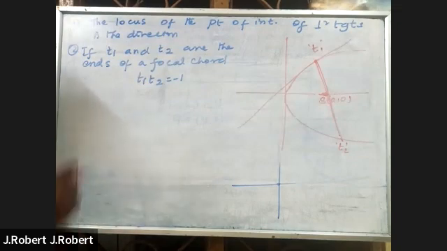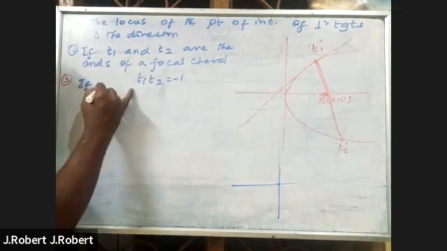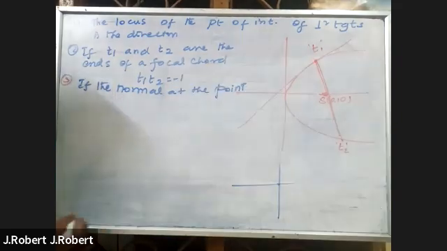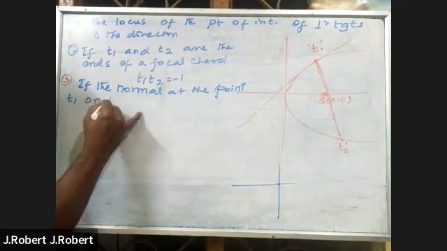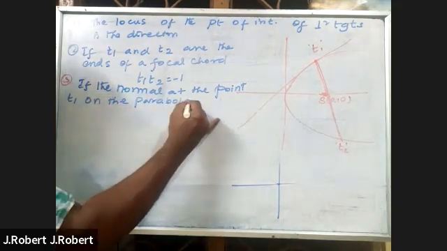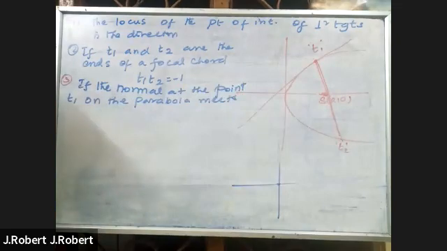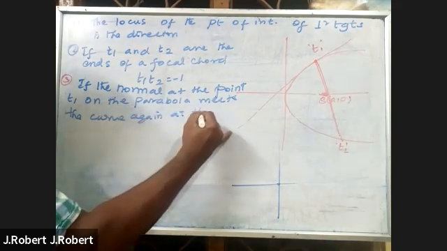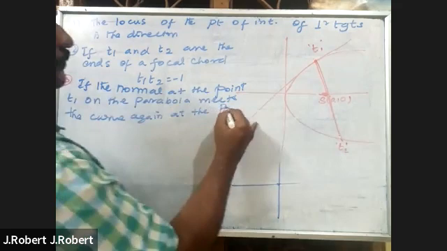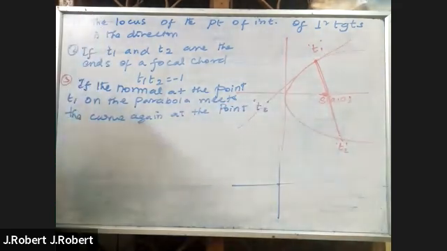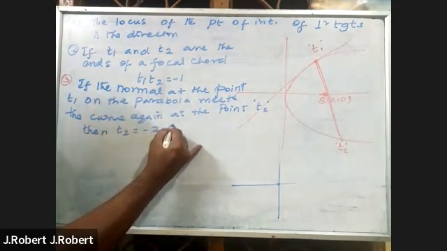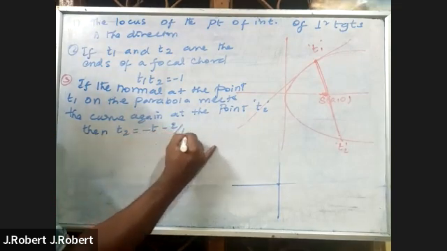The next one, the third result: if the normal at the point T1 on the parabola meets the curve again at the point T2, then T2 is equal to minus T1 minus 2 by T1.